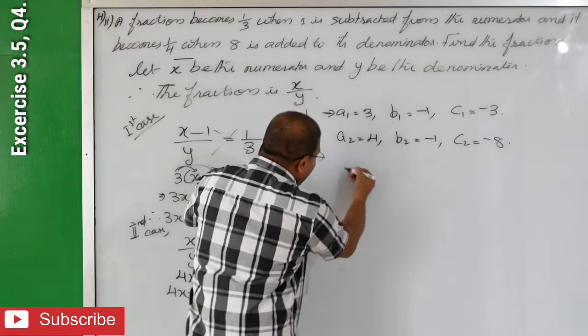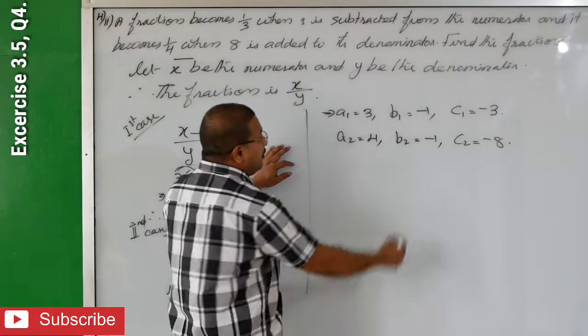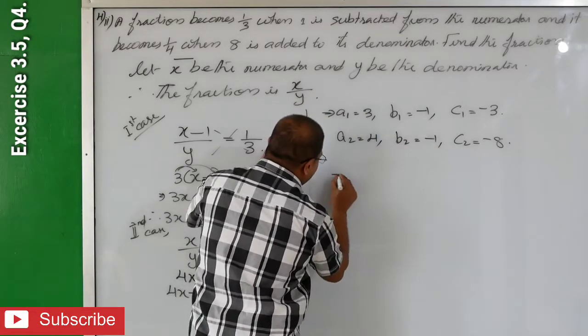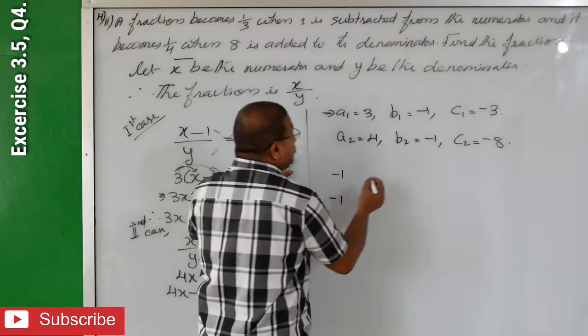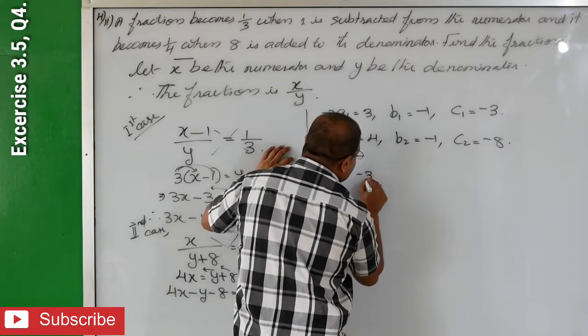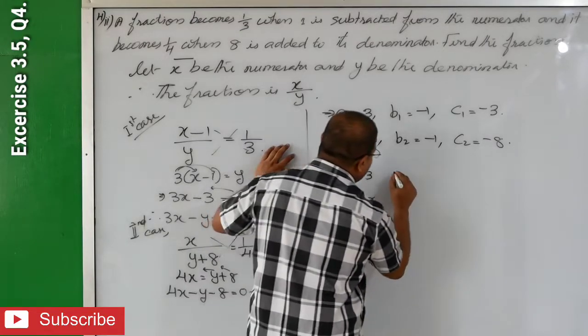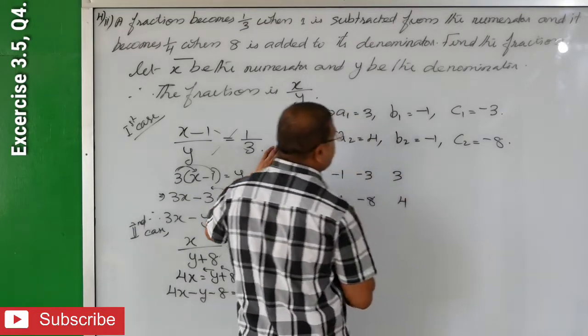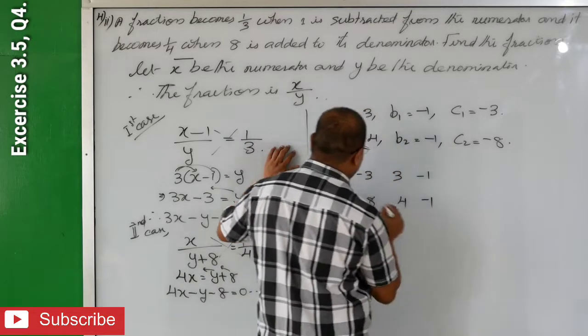Ready? That means b1, b2, c1, c2, a1, a2, b1, b2 will write. Ready? b1, b2, that means what will you write? Minus 1, minus 1, that is b1, b2. After that c1, c2, that means minus 3, minus 8. Again a1, a2, that means 3, 4. After that b1, b2 one more time, that means minus 1, minus 1.